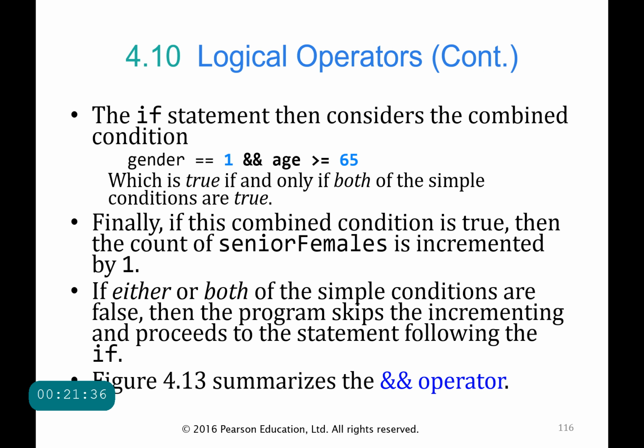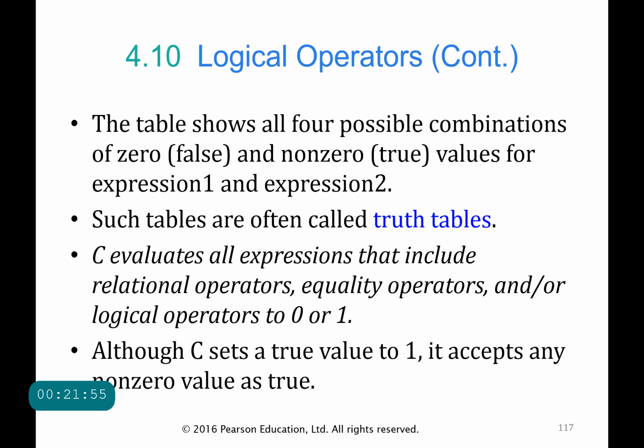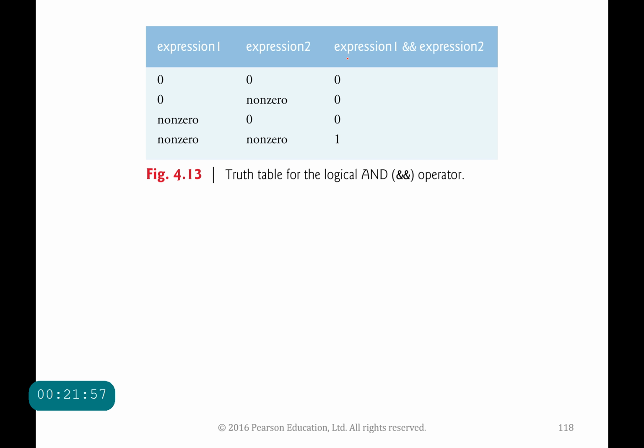Okay, now if any one of these conditions is false, so if either this is false or this is false or both are false, then the answer will also be false. Okay, let's look at the truth table of a logical AND.